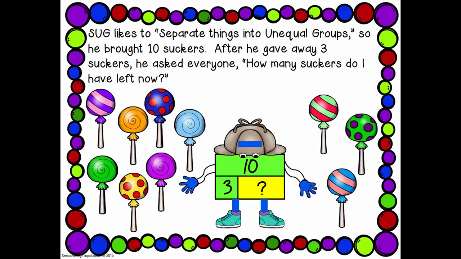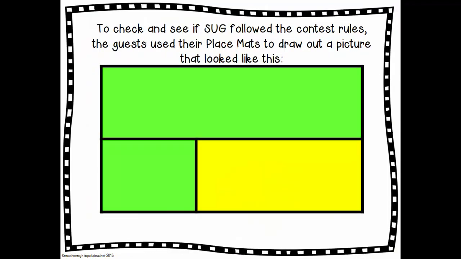Sug likes to separate things into unequal groups, so he brought 10 suckers. After he gave away 3 suckers, he asked everyone, "How many suckers do I have left now?" To check and see if Sug followed the contest rules, the guests used their placemats to draw out a picture that looked like this.